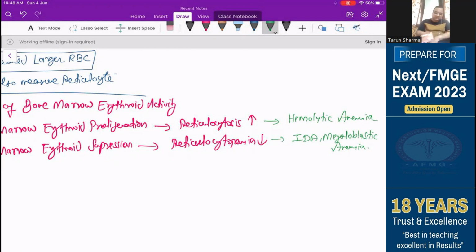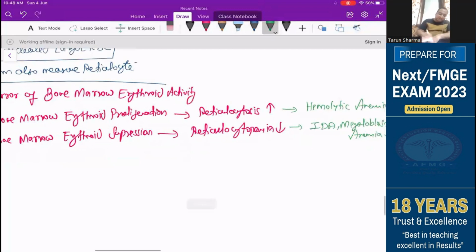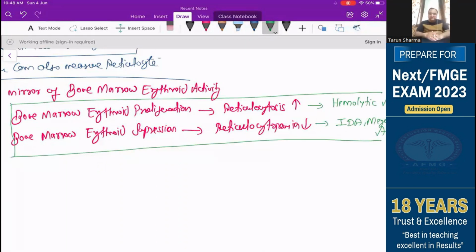So that's why it is very, very important to ascertain the values of the reticulocyte count. So please remember, this is a very, very important concept: where the reticulocyte count will increase and where it will decrease. There is only one condition I'm giving you for increased reticulocyte count, that is hemolysis. Otherwise, in the rest of all the anemias, you can see that the reticulocyte count remains low.